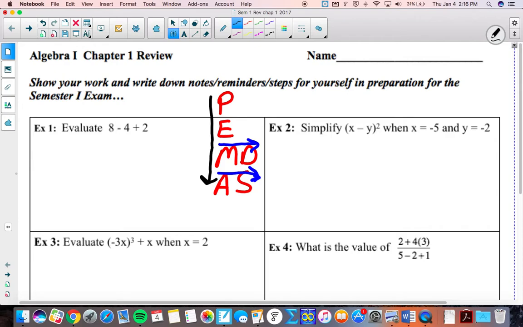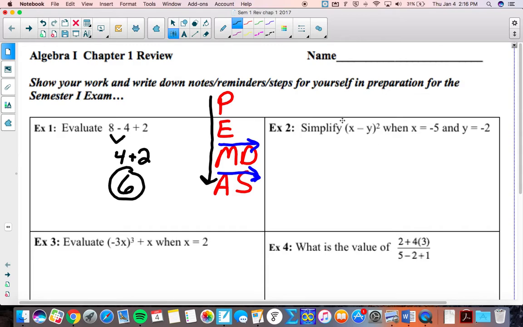So I am actually at the bottom. I need to do addition and subtraction first, and I need to do whichever comes first in the problem. In this problem, the subtraction comes first, so I have to subtract first. 8 minus 4 is 4. And then I add 2. So the correct answer is 6. A common mistake is to accidentally add 4 plus 2, which is 6, and 8 minus 6 is 2. That is wrong. That is not a correct answer.